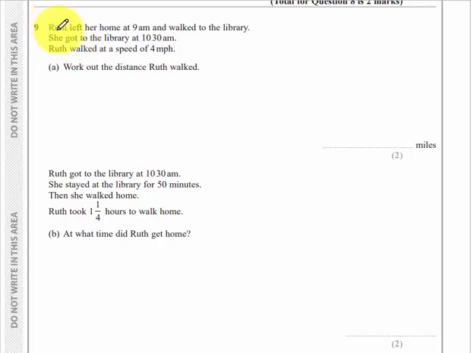Question 9. Ruth left her home at 9 a.m. and walked to the library. She got to the library at 10:30 a.m. Ruth walked at a speed of 4 miles per hour. Part A. Work out the distance Ruth walked.